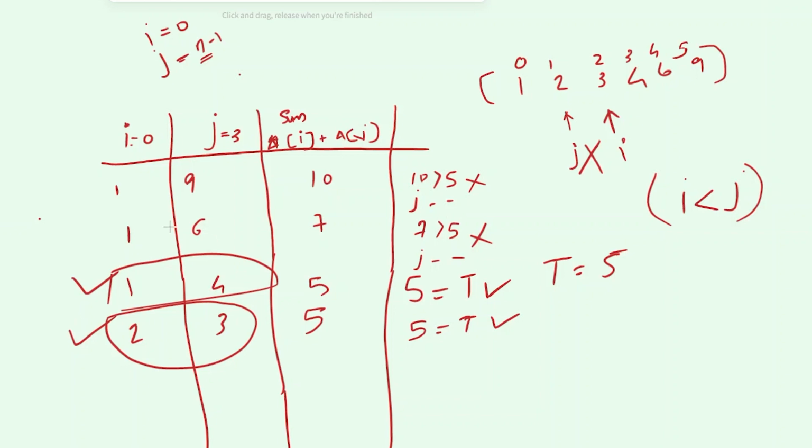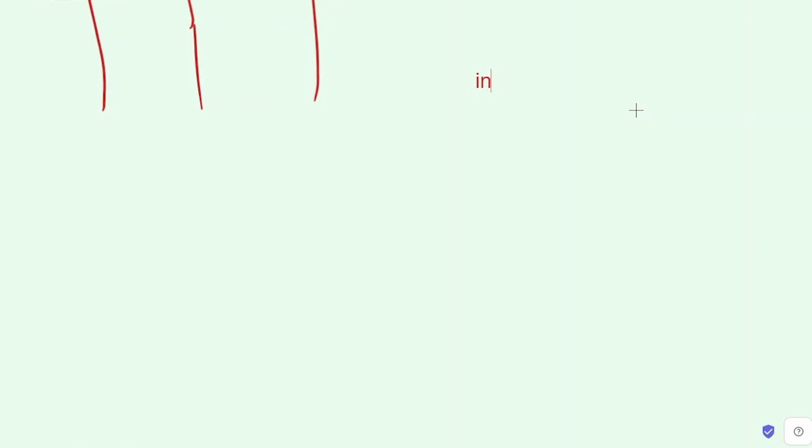This is the two-pointer approach. And I'm just coding this here to understand it: pointer i equal to 0 and pointer j equal to n minus 1.